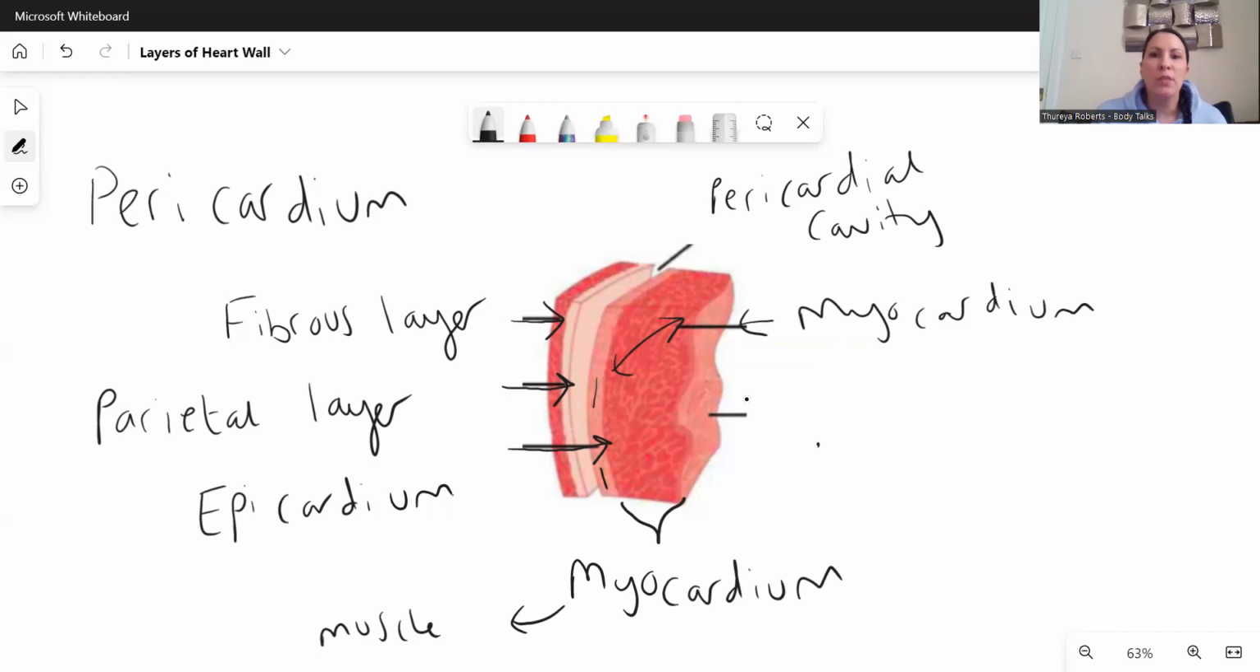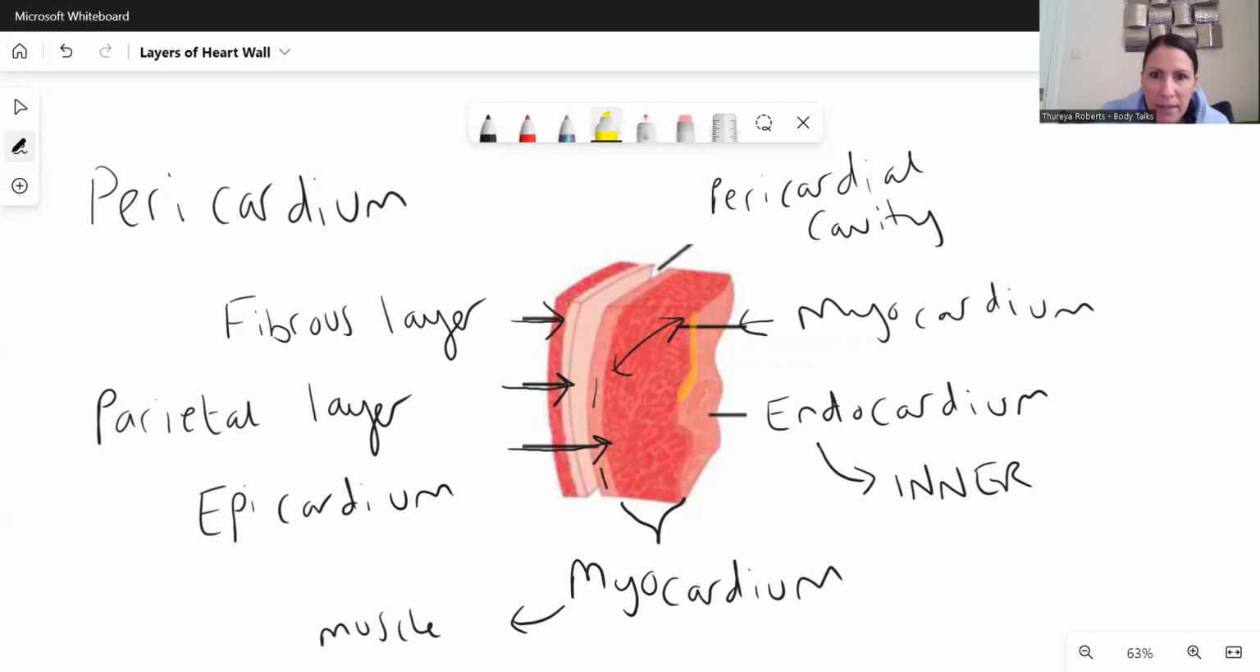And then the innermost layer, the layer that touches the blood and comes in contact with the blood cells, is called the endocardium. Endo means inner or within, and it's literally the inside layer. It's a really, really thin layer. I don't know if you can see how thin it is. Maybe I can highlight that. This is how thin it is. It's just made up of simple squamous epithelial cells. So it's the thinnest layer of all the layers that make up the heart wall.